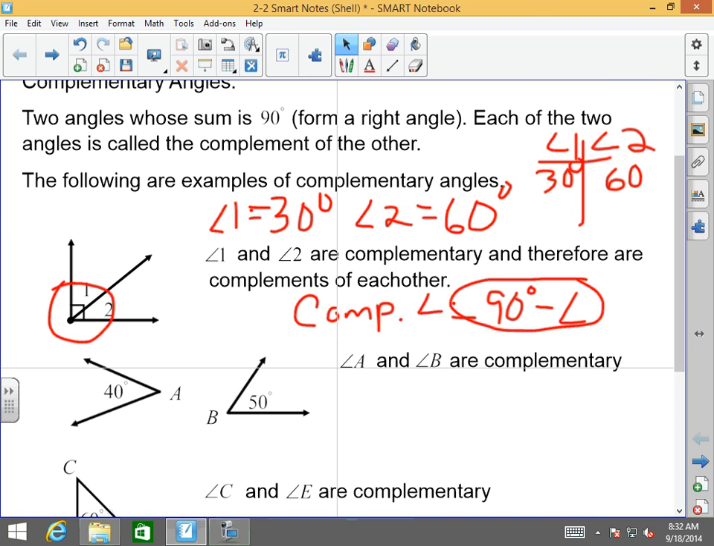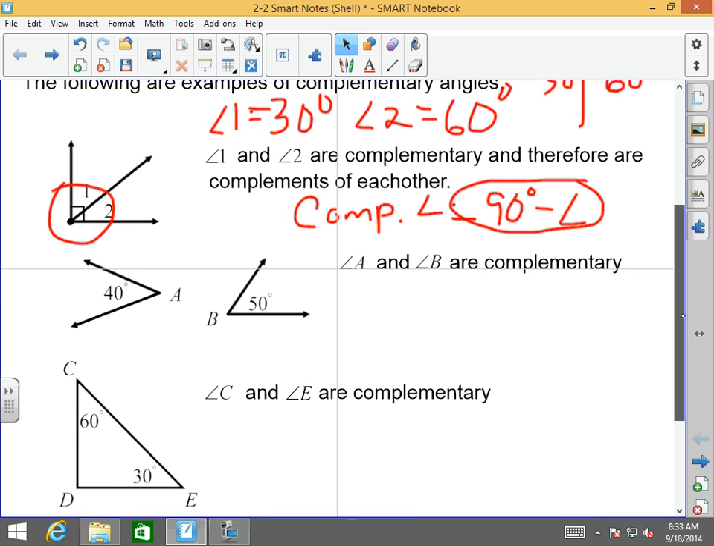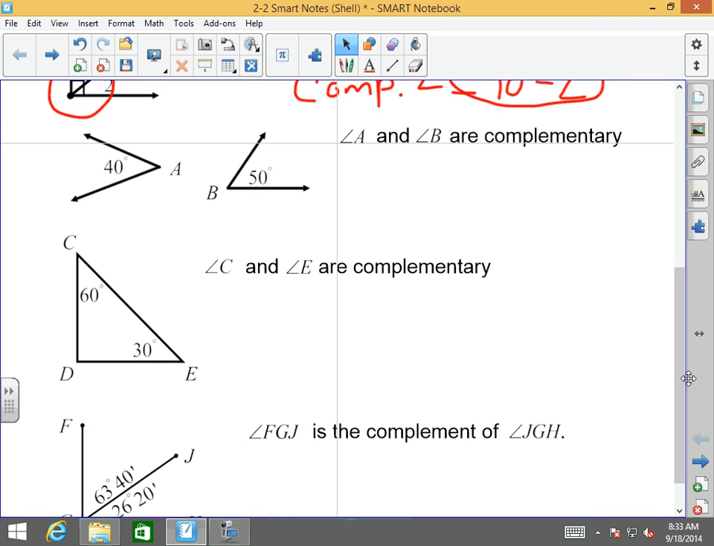Okay, let's look at the next example. It says here that angle A is 40 and angle B is 50. They do not have to be sharing the same vertex in order to be complements of each other. Since the angles sum to 90, angle A and B are complementary. That means angle A is a complement of angle B, and vice versa, angle B is a complement of angle A.